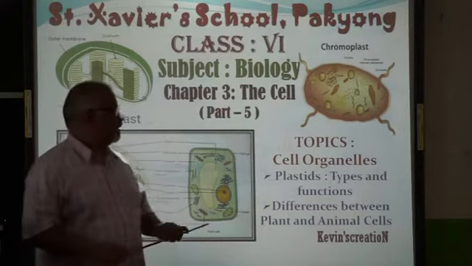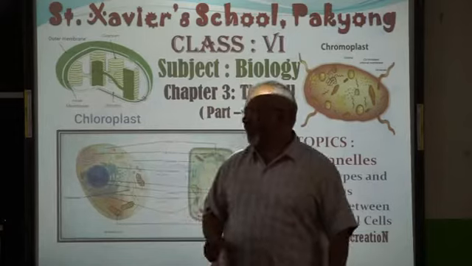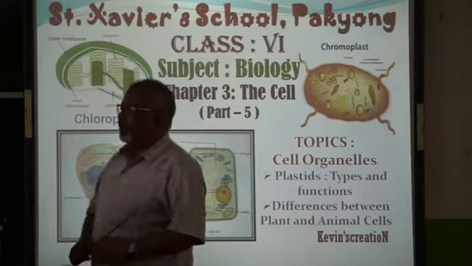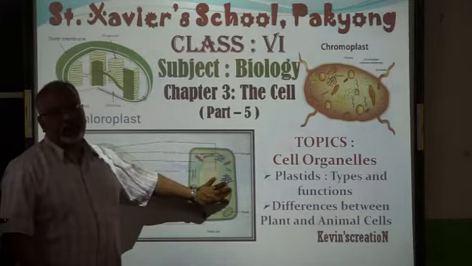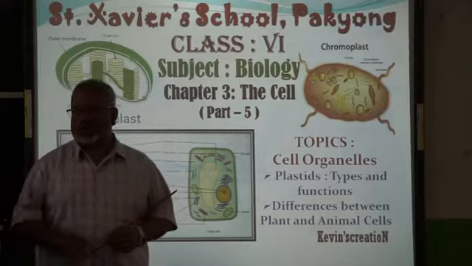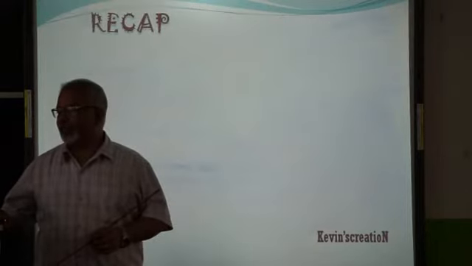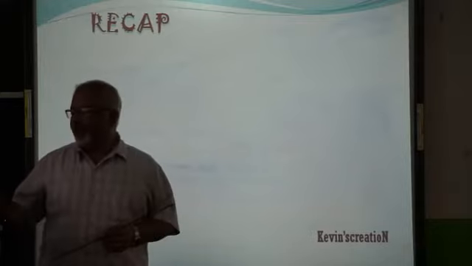So these are chloroplast and chromoplast. These are the types of plastids. And then we'll be learning about the difference between animal cell and plant cell. This is very, very important for your class. So let us recapitulate what we did in the previous class.